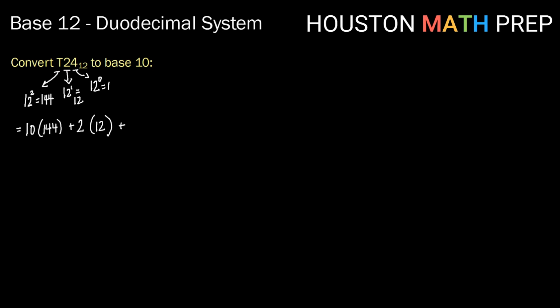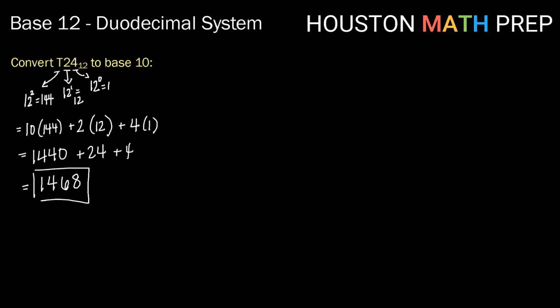So T means that we have 10 groups of 144 plus 2 tells me I have 2 groups of 12 plus 4 tells me I have 4 groups of 1. So I have 1,440 plus 24 plus 4, or I have 1,468 in base 10.